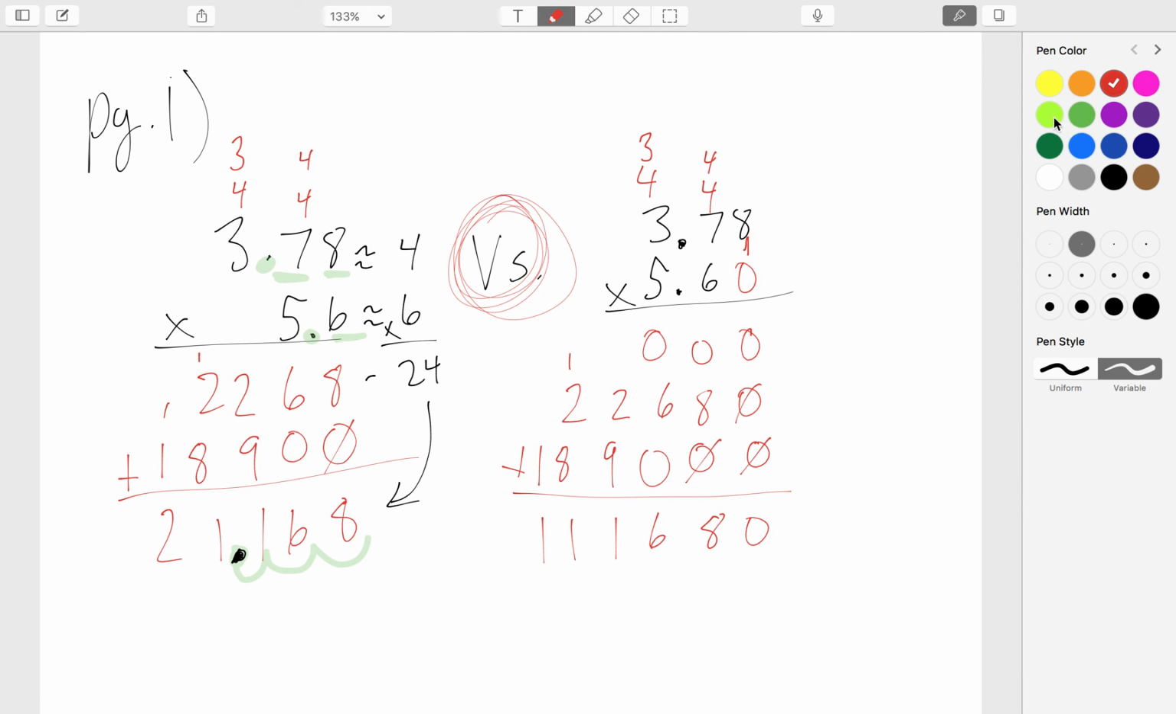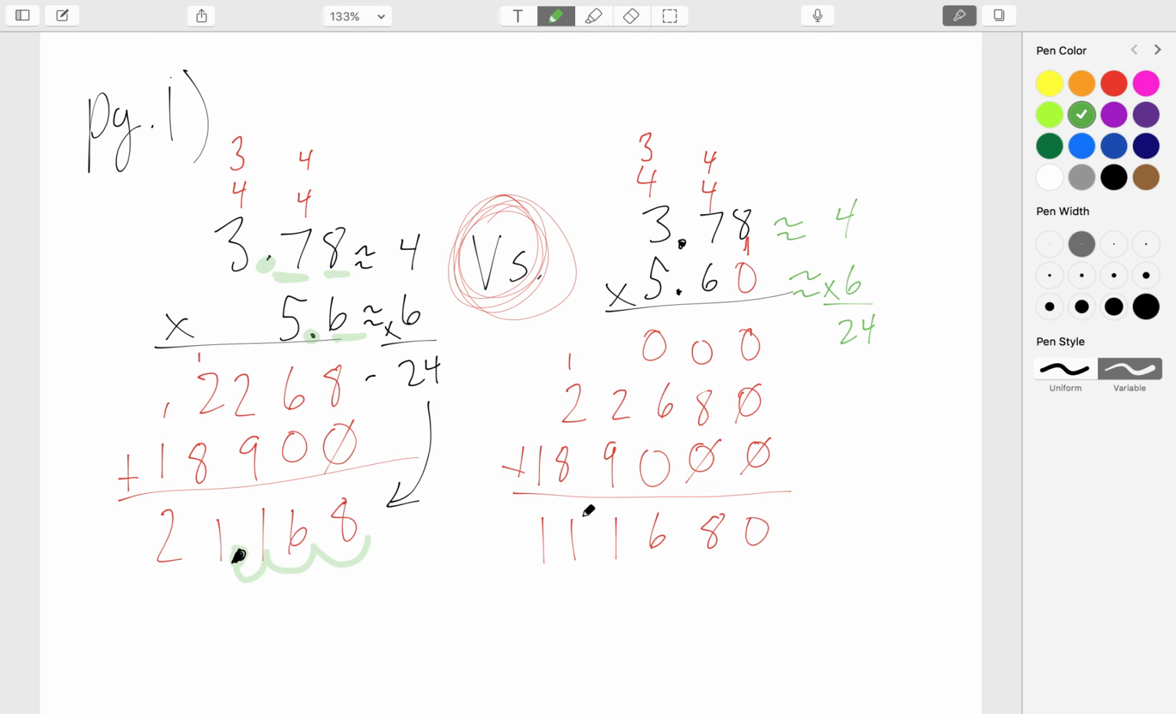Now, let's estimate. So I'm not going to do the rule. Let's say we forgot the rule. 3.78 is 4. 5.6 is 6. 6 times 4 is 24, right? Oh, did I mess up somewhere? 10, 11, 11.